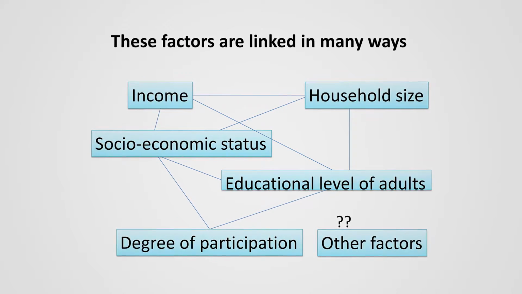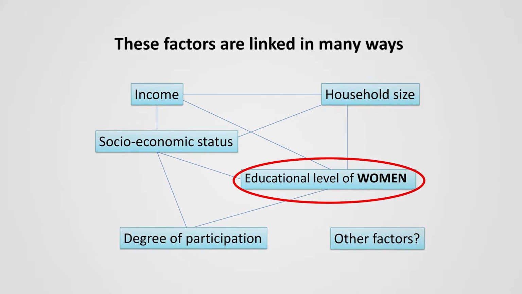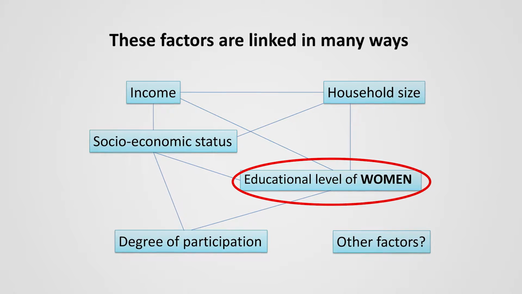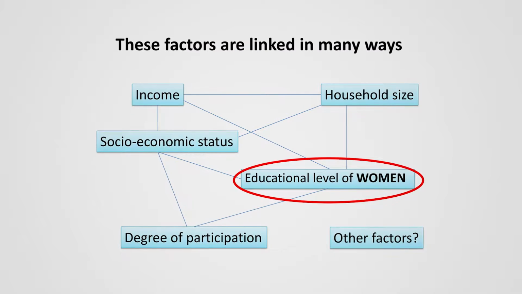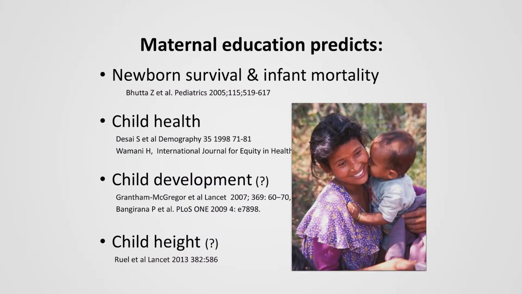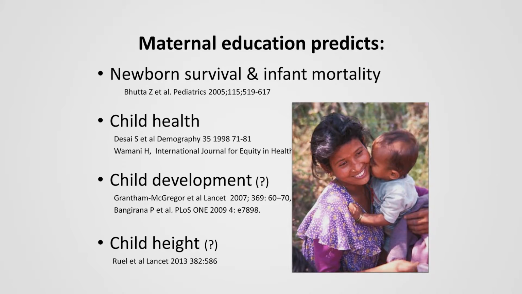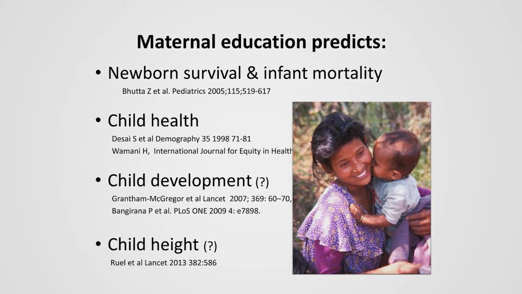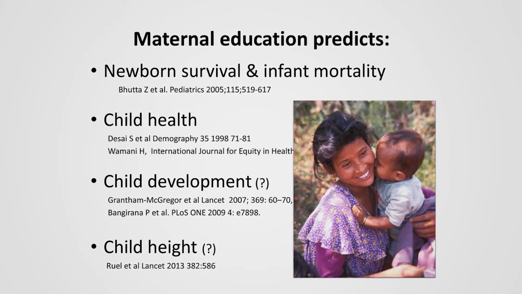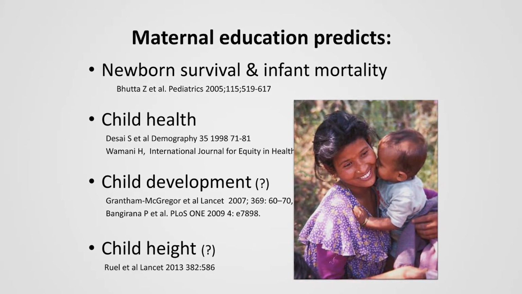What I want to focus on this afternoon is this one area, the educational level of the women, and just see how that relates to the other aspects of this web of factors that influence outcomes. Now, it's rather surprising to look at the literature and find out how little is really known about how maternal education predicts outcomes.